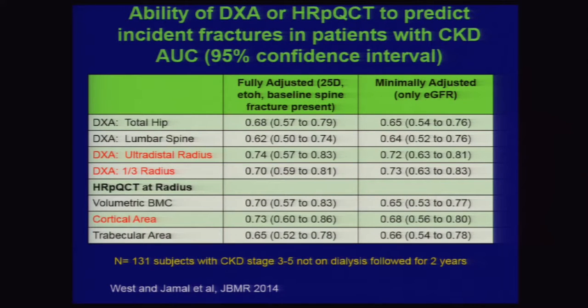Other studies also, though, in patients truly with CKD, such as this study from Sarah West in Toronto, which was recently published about 2 years ago, included patients with pre-dialysis CKD, the majority of which had stages 3, 4, and 5, and they did have biochemical evidence of renal osteodystrophy. And what they demonstrated was that in adjusted models, the ability of DEXA at the hip, spine, in particular at the radius, both the ultradistal and the 1/3, predicted fractures with an excellent AUC. And then HRP-QCT at the radius, measuring the area of the cortex, which is consistent with hyperparathyroidism and its effect on bone, was excellent at also predicting future fractures.